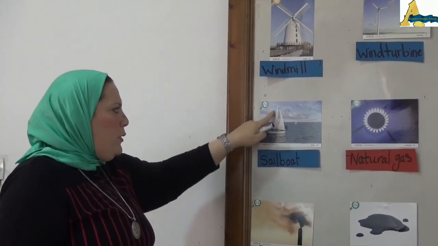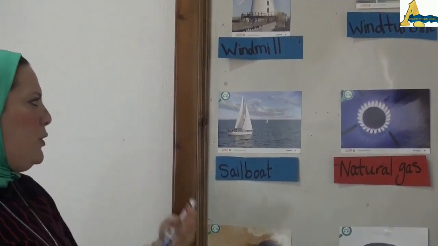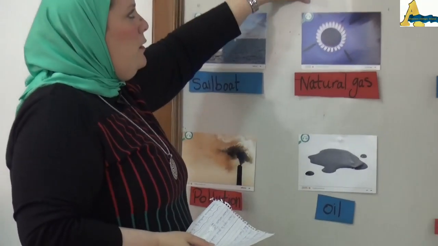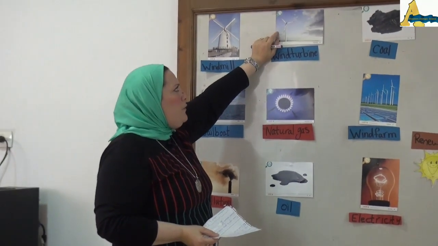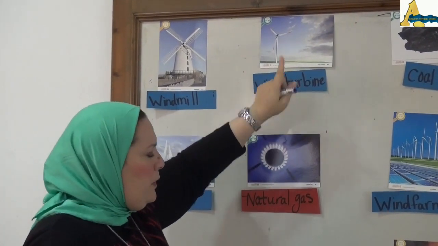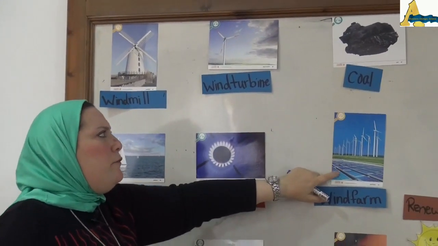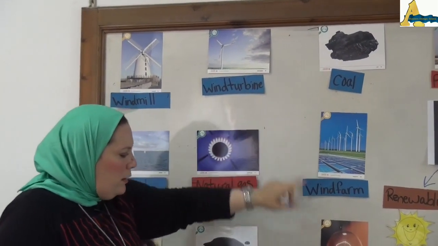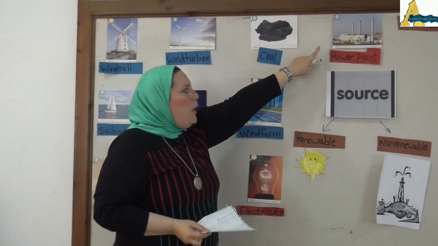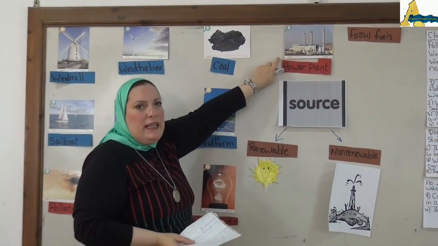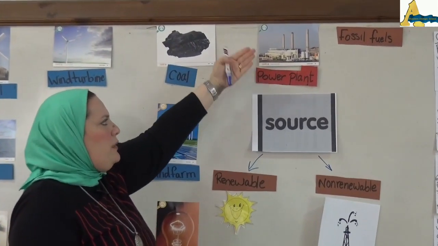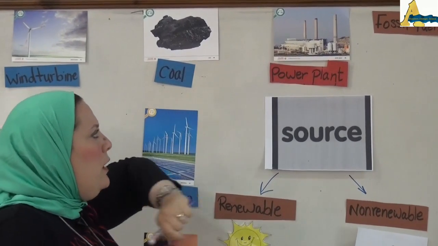Sailboat, of course, you can see it from the visual. This is a sailboat. It has sails to help it to move through the wind also. Pollution. Wind turbine. Wind turbine also is a source of energy for producing electricity. And if I have many wind turbines, they are called a wind farm. Coal, electricity, natural gas, oil, power plant. Power plant is mainly a place where we take oil, coal in order to produce energy, or fossil fuels we use in a power plant in order to produce energy.